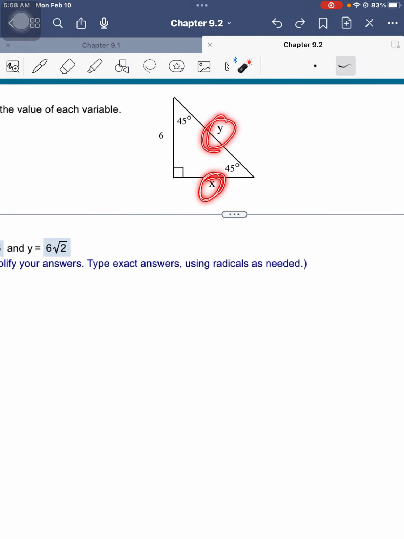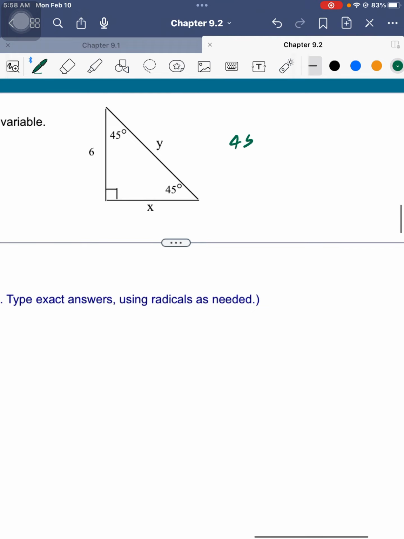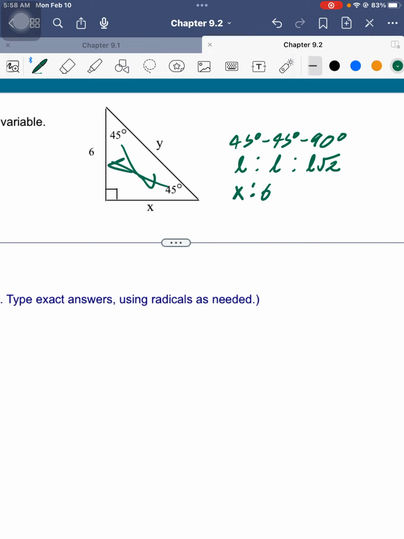So once again, guys, x is 6 and y is 6 square root 2. But if you don't know that, 45, 45, 90. Look, they have x's and y's, so let's put L, L, L, L square root 2. So 45 is corresponding to the x. 45 is also corresponding to the 6. And 90 is corresponding to the y.